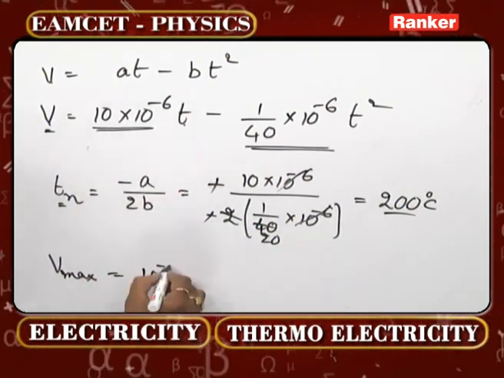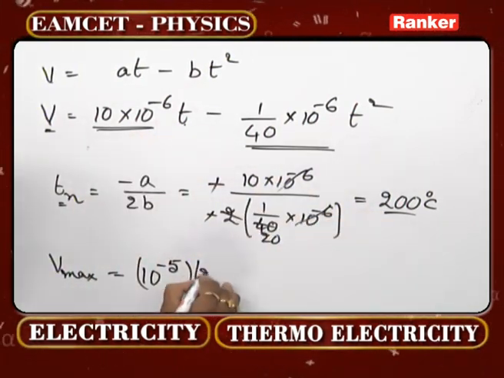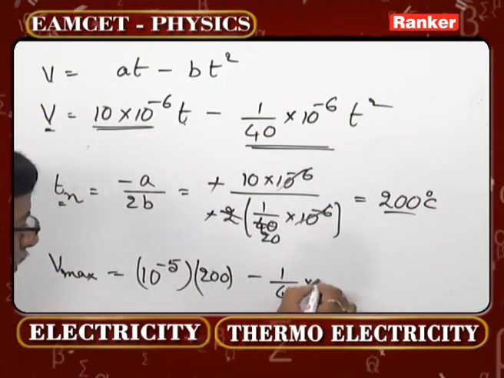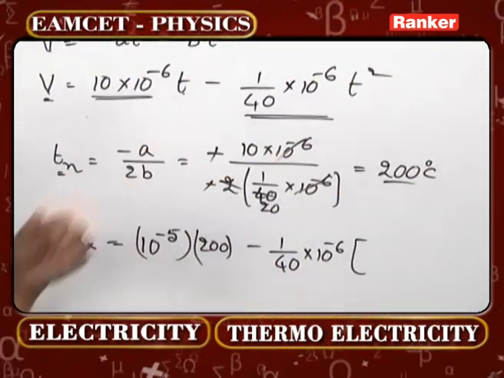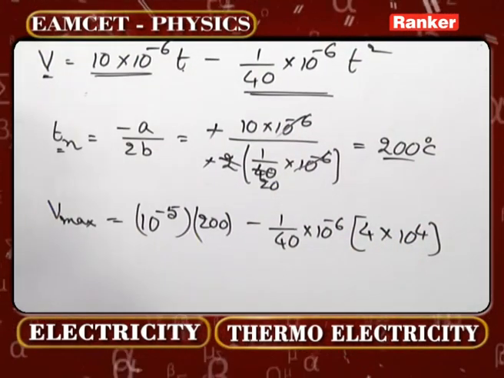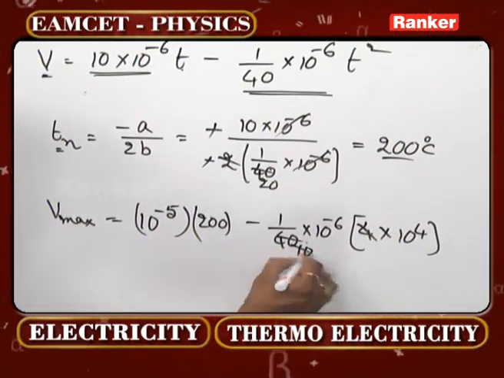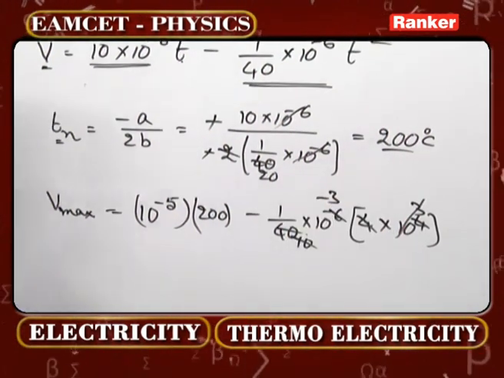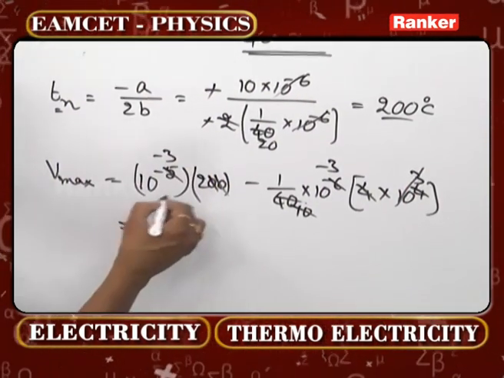10 into 10 power minus 6, it is 10 power minus 5 into neutral temperature, that is 200, minus 1 by 40 into 10 power minus 6 into T square, neutral temperature whole square, 200 whole square, 4 into 10 to the power 4. Now you can directly cut this one 10 times over here first. This 10 cancels over here thrice. This now gets cancelled 10 power minus 3 times. Now even you can cut these two zeros also, 10 power minus 3. So what is left over?